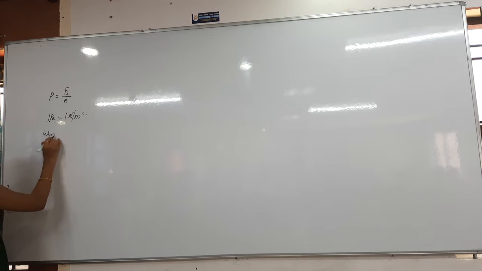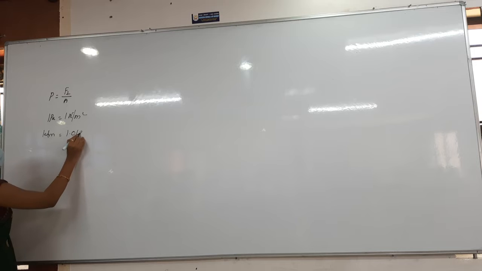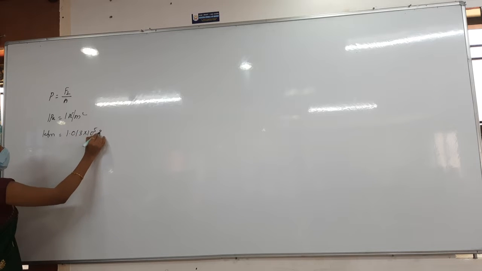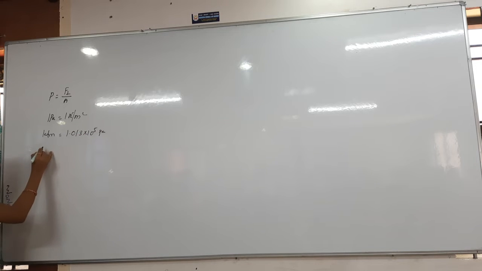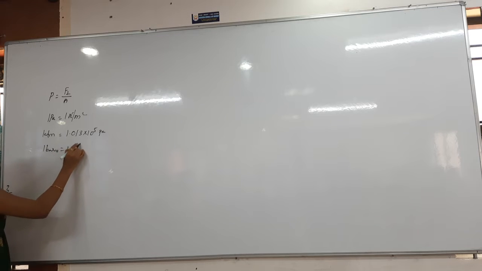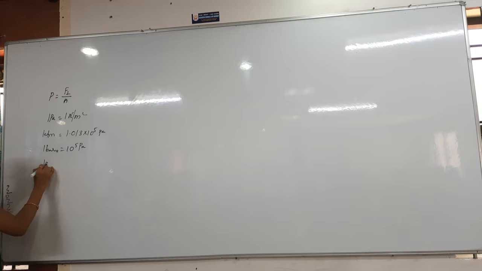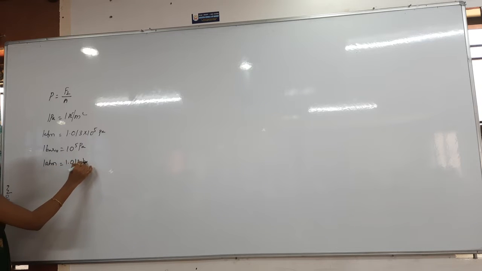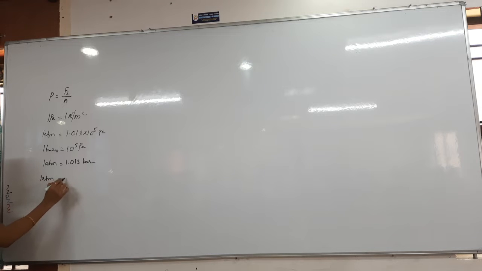1 atmosphere is equal to how much? 1.013 into 10 power 5 Pascal. Otherwise, 1 bar is equal to how much? 10 power 5 Pascal. And then 1 atmosphere is equal to how many bars? 1.013 bar. And also 1 atmosphere is equal to how many torr? 760 torr. These are the different units of pressure we discussed yesterday.